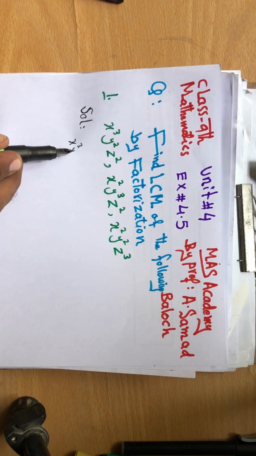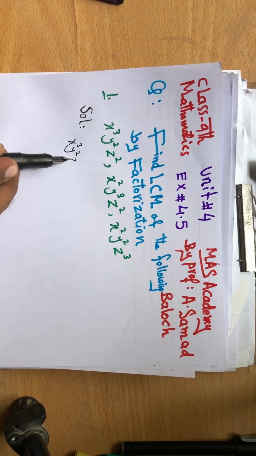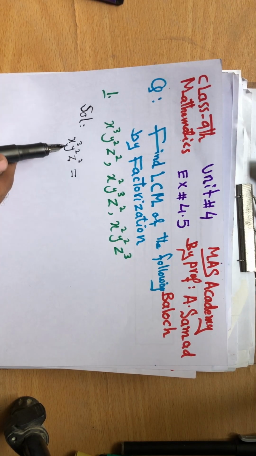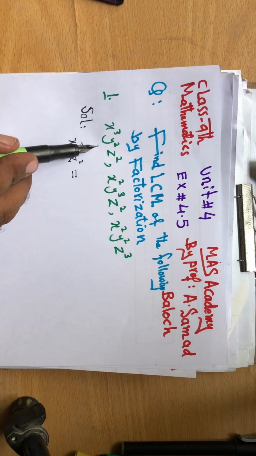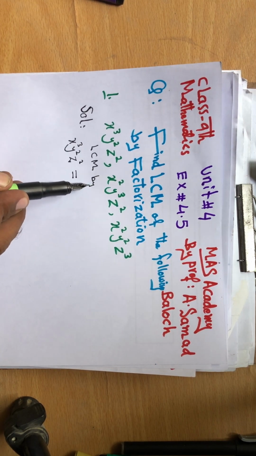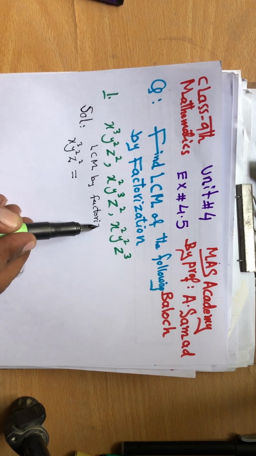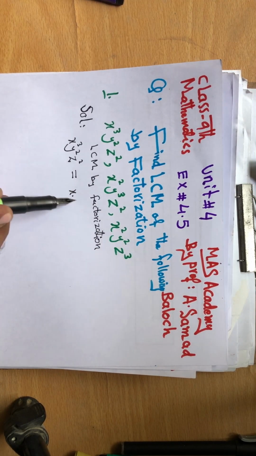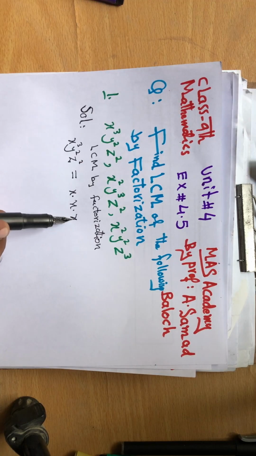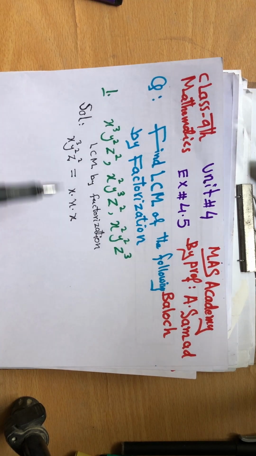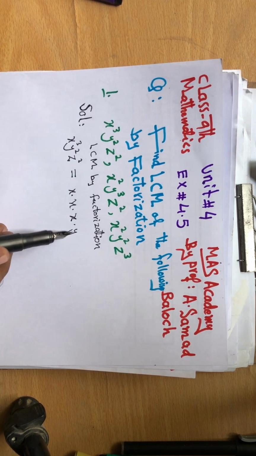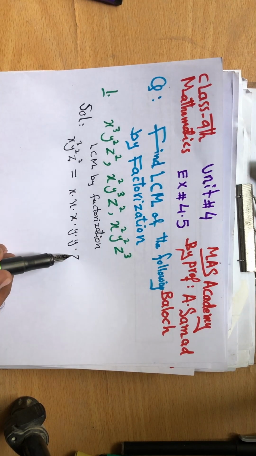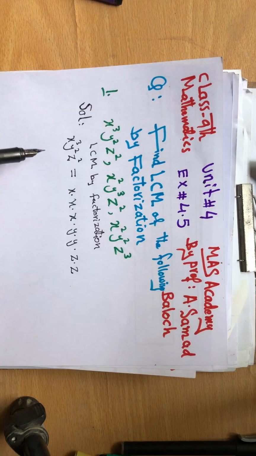So first, we have three terms: x cube, y square, z square. We are going to factorize them because we are finding the LCM by the factorization method. Now x cube means we write x 3 times, x multiplied by x multiplied by x, and y square means we write y 2 times, y multiplied by y. Remember, these dots mean multiplication, and z square means z multiplied by z.